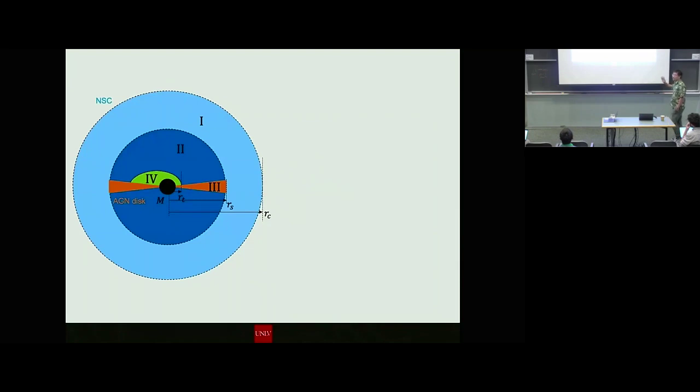Unlike quiescent galaxies, we have an accretion disk in region 3, and the dynamics of this system will be characterized by three radii. The first is the tidal disruption radius. I don't think I need to explain what this is at this conference. The second is the self-gravitating radius of the accretion disk. Beyond this point, the self-gravity of the accretion disk becomes more important than the gravity from the supermassive black hole, so the accretion disk will collapse. This can be regarded as the size of the accretion disk. And the third one is the size of the nuclear cluster, RC.